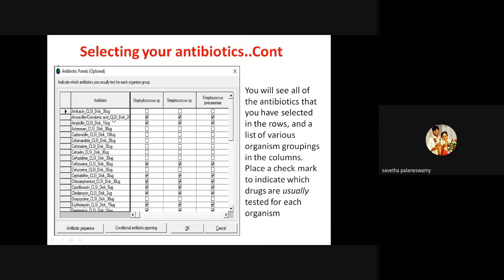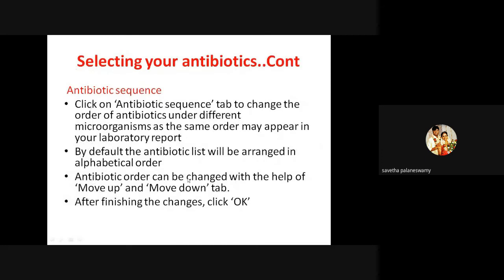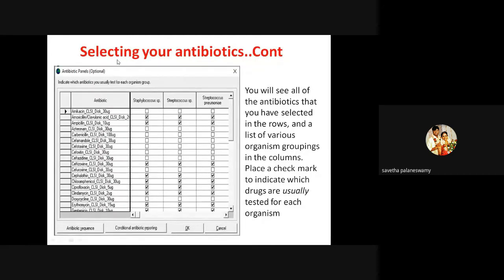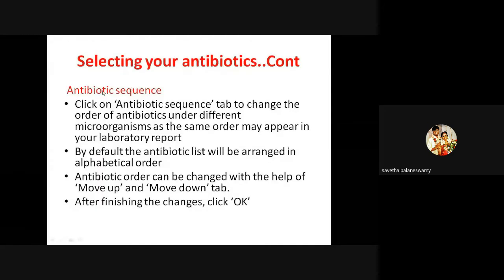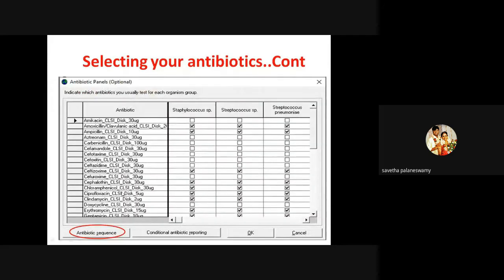Okay. In this part, what is this antibiotic sequence? What does antibiotic sequence mean? Actually, in the WHONET software, by default the antibiotics will be arranged in alphabetical order. If you want to change the order of the antibiotics in your report sheet, you can do it just by clicking move up and down. That is the purpose for which this antibiotic sequence is helping us.